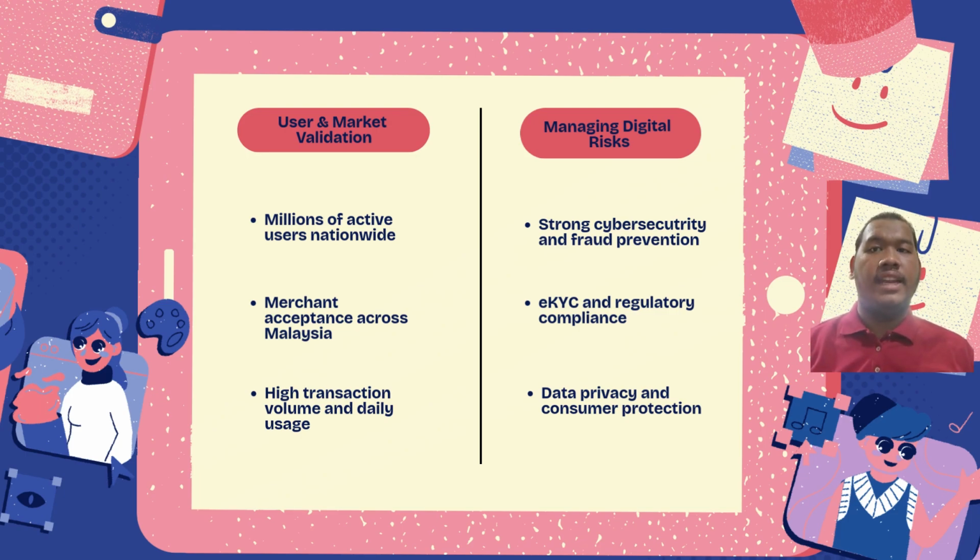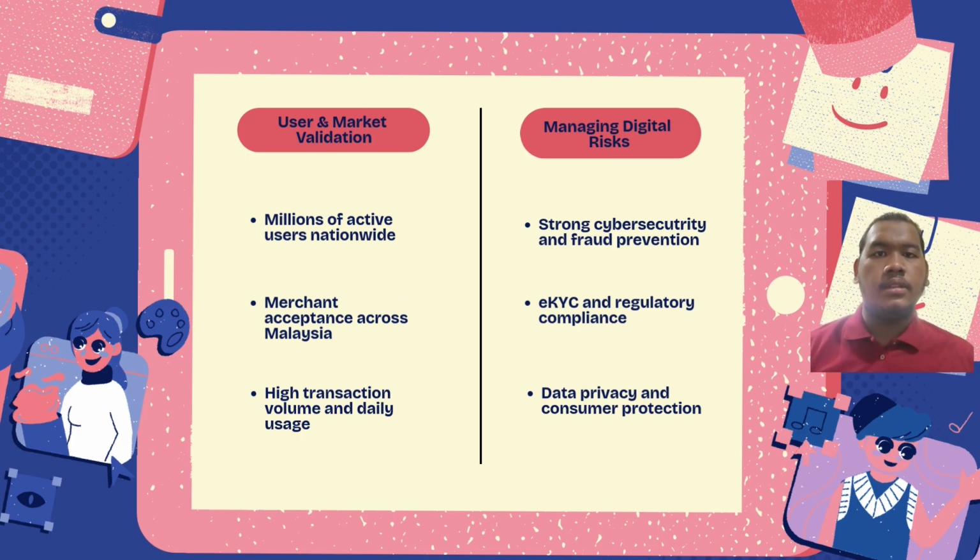User and market validation. One of the strongest indicators of Touch 'n Go's success is market adoption. The platform records millions of active users and widespread merchant acceptance across Malaysia. High transaction volumes and frequent daily usage indicate strong customer trust and reliance on the platform, which is Touch 'n Go. These metrics validate the effectiveness of Touch 'n Go's new digital business model.